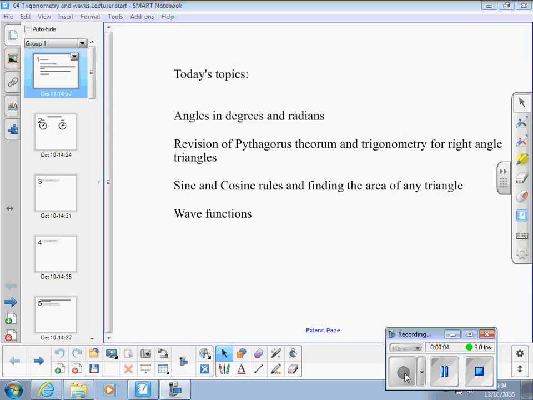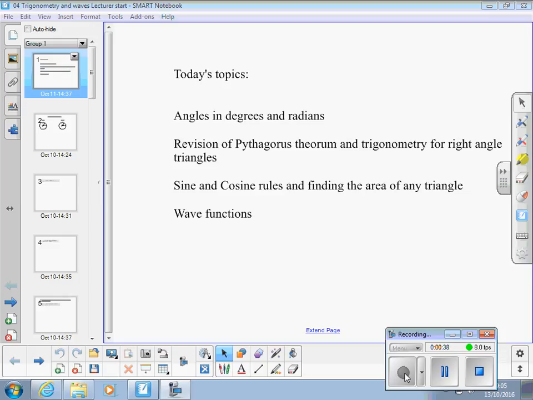Today's topics. We're going to briefly look at measurement of angles in both radians and degrees. Largely a revision of what should have come before in some other course, really. Then Pythagoras theorem and trigonometry for right angle triangles. And then sine and cosine rules, and finding the area, so you can solve any triangle that isn't necessarily a right angle triangle.